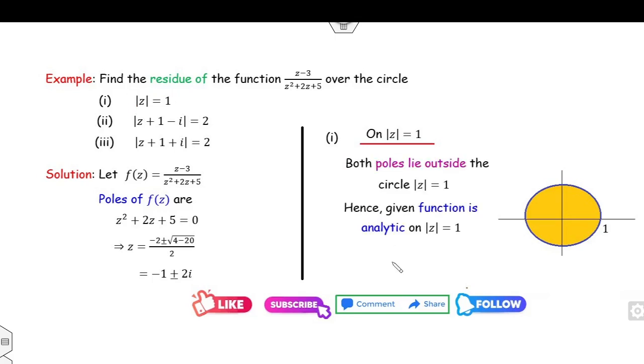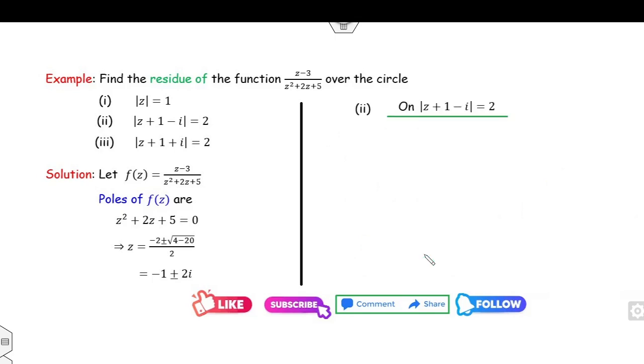So therefore the residue is 0. Fine. Look at the second. How can you do that? How can you draw the circle? Always compare them: |z - a| = r, where a is the center. So can you find the center? The center is -1 + i. So how can you draw that?